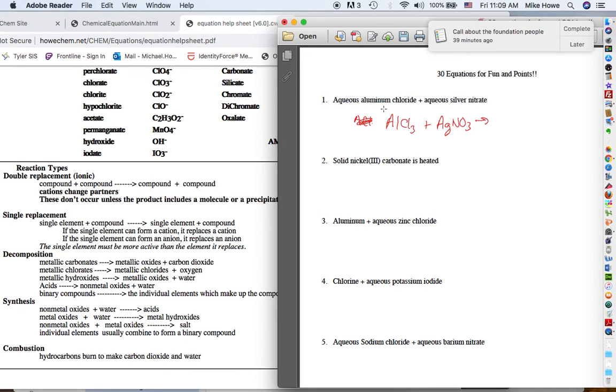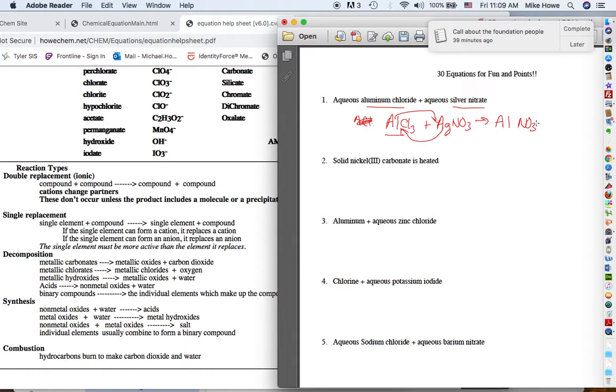Now, if you look at this, you recognize this is a compound and that's a compound. So compound and compound makes compound and compound. This particular reaction will be double replacement. In double replacement, they change partners. So the aluminum goes over here where the silver was, and the silver goes where the aluminum was. So you're going to have aluminum pairing up with nitrate.